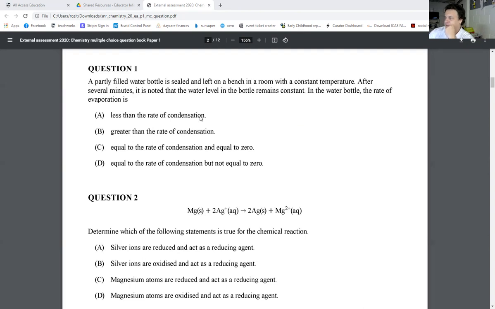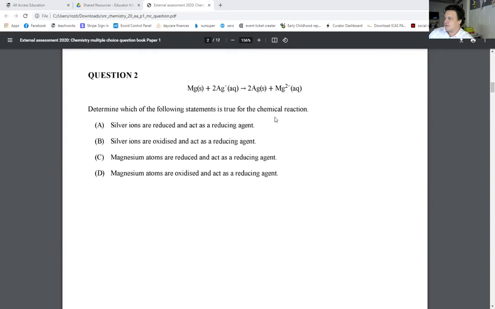So if we have a bottle where the water level is not moving, the rate of evaporation has to be equal to the rate of condensation. But not equal to 0, because if it was 0, nothing would be happening. Okay. Well, I'm expecting an answer from you, so no.